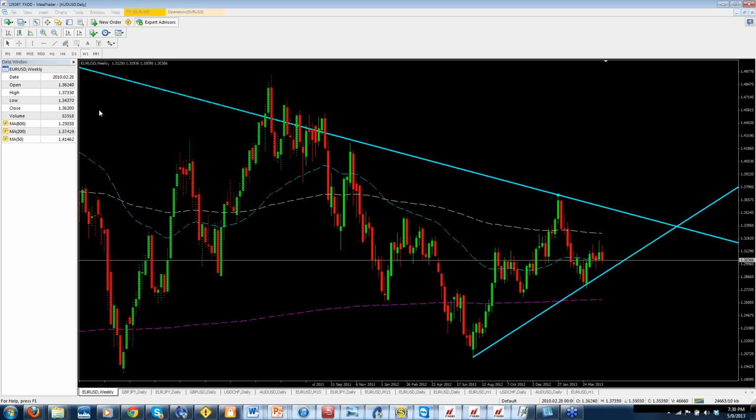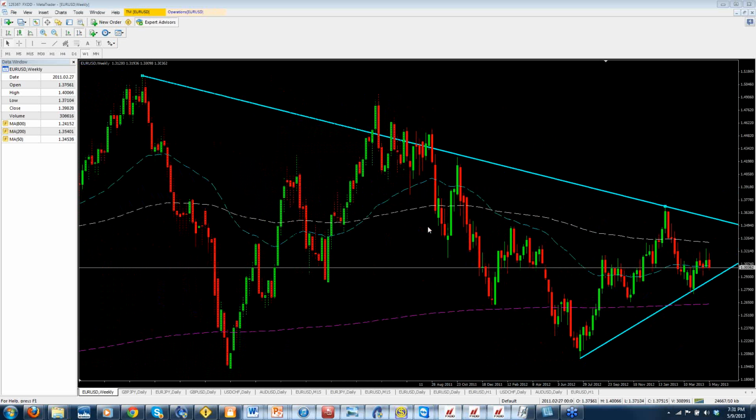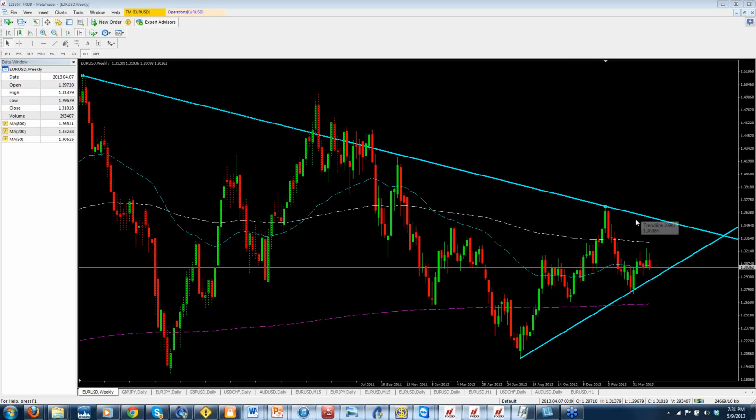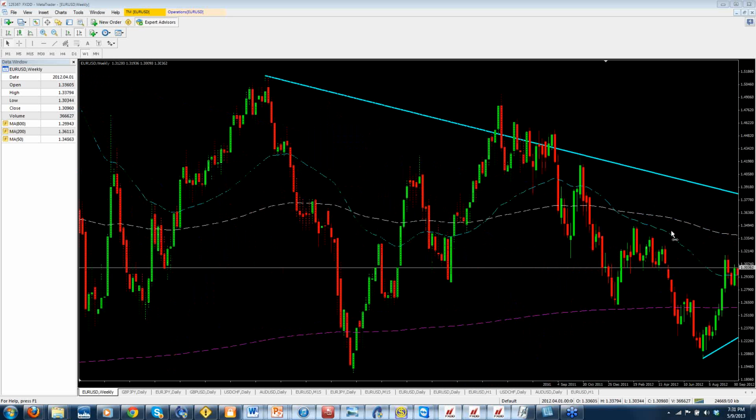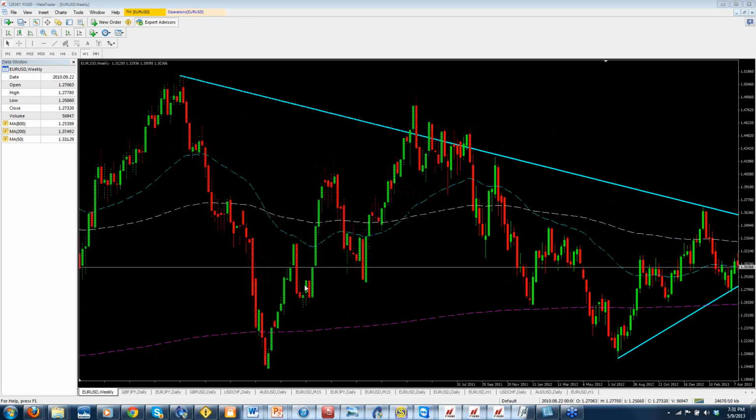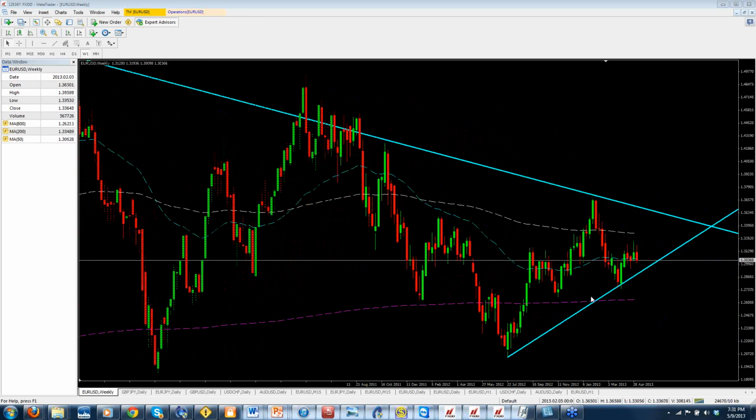Okay, so here we have the euro dollar. I'm looking at it from the weekly. What we like to do is a top-down analysis, really simple stuff. I just want to know where the market's going. You can see I've got some moving averages drawn, and simple trend lines here. Basically this has been the ebb and flow of the markets for quite some time.